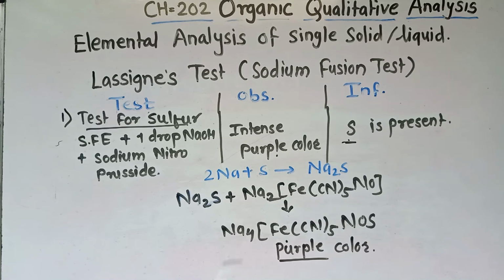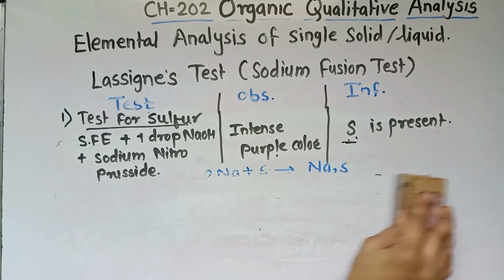Okay, it is clear. It is a very simple reaction. Only this Na2S reacts with sodium nitroprusside, and it forms a purple color complex. That's why we conclude that sulfur is present. The next is the test for halogen.